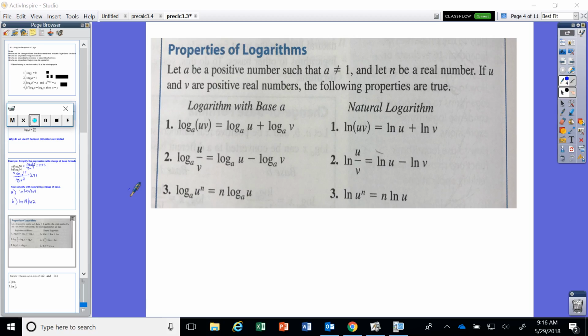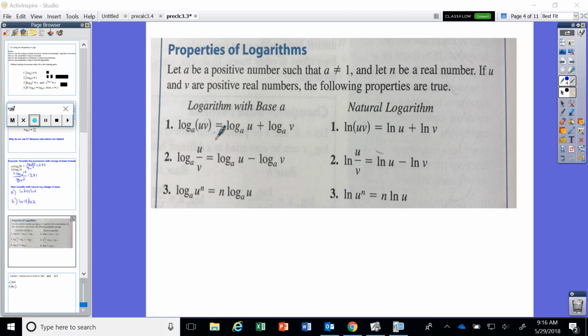So, the goals of this video are to identify what the properties are and to do some practice on condensing or expanding some logarithmic expressions. So what we see here, guys, on the left and the right hand side are in the end the same properties, just one dealing with the logarithms of base a and then of course the natural logs as well.